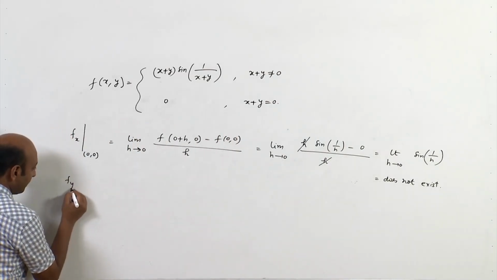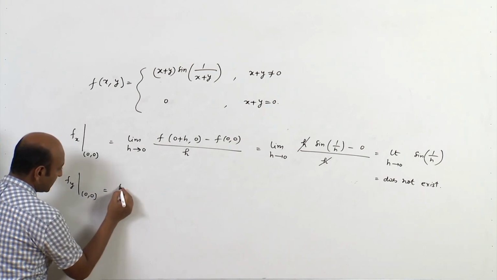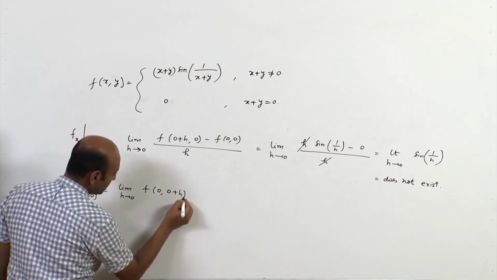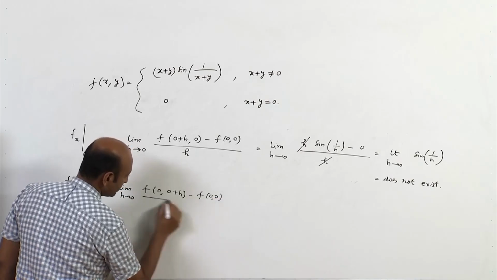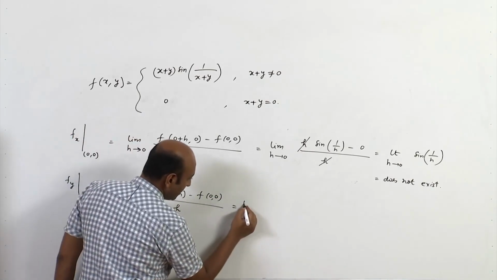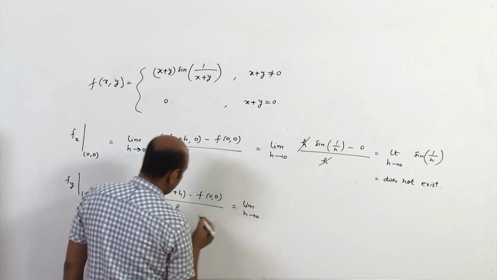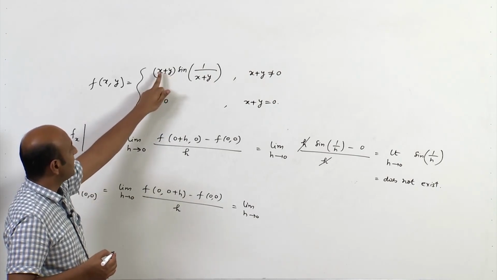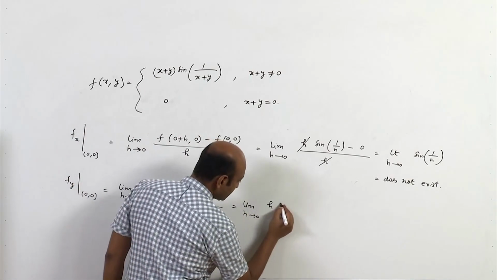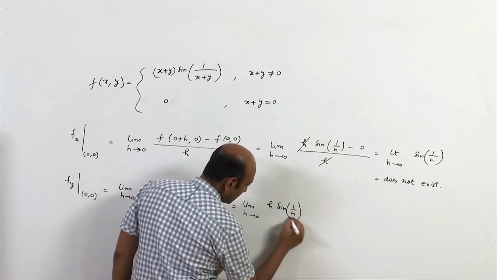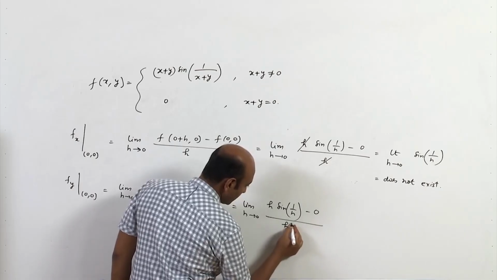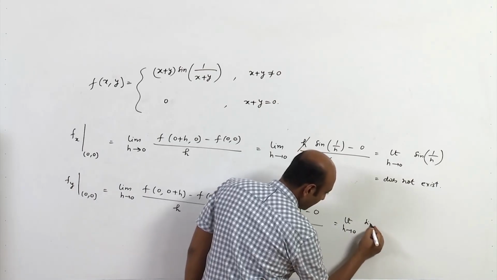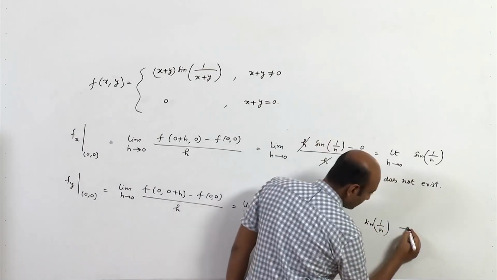Similarly, if you find fy at (0,0), it is the limit as h tends to 0 of f(0, 0 plus h) minus f(0,0) upon h. Now, for f(0,h), you replace y by h and x by 0. So, it is again h sine 1 by h minus f(0,0), which is 0, upon h. The h cancels out, and it is again the limit as h tends to 0 of sine 1 by h, which does not exist.